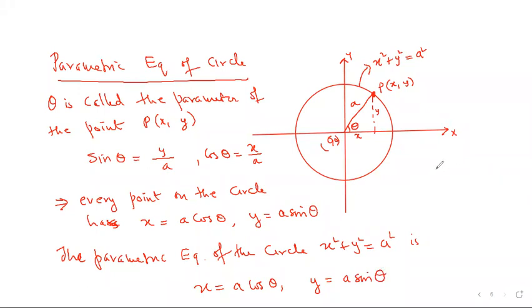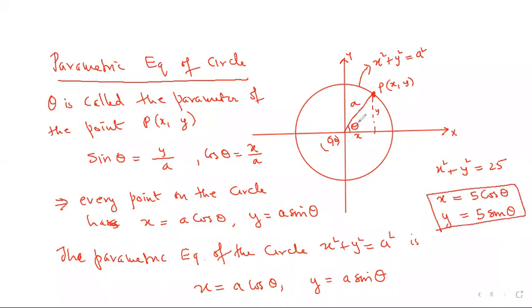So what is the parametric equation of x square plus y square is 25? Tell me. A cos theta the whole square plus a sin theta the whole square. Every point on the circle will have x coordinate 5 cos theta and y coordinate 5 sin theta. So that is the parametric equation.